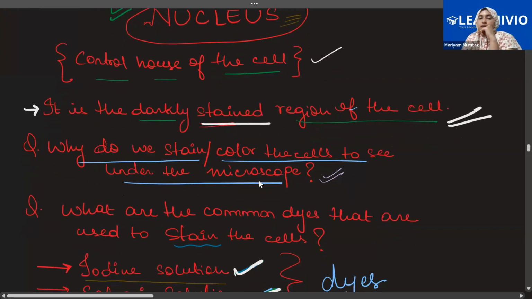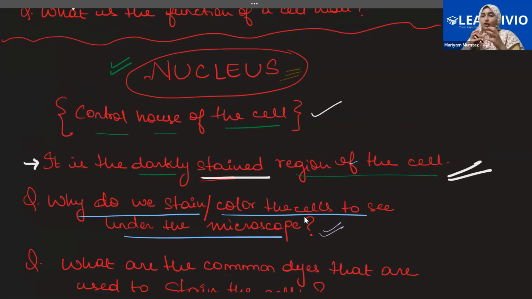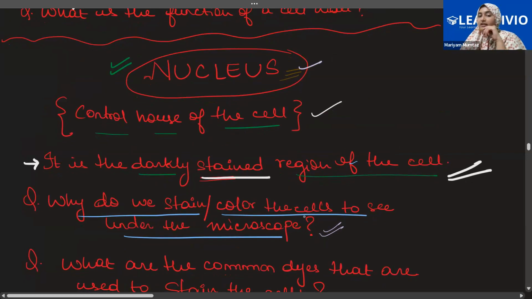Whenever we stain the cells, there are certain cells that take up a lot of stain, like they absorb a lot of color and look dark in color. But there are some cells that do not absorb that much color, so they look light. Talking about the nucleus, it is the very darkly stained region of the cell. It takes up a lot of stain.